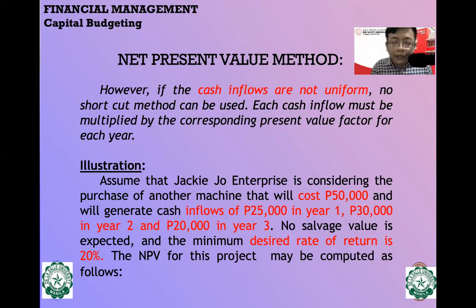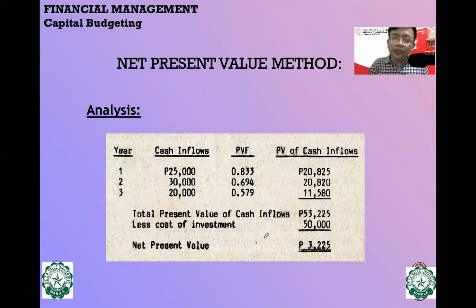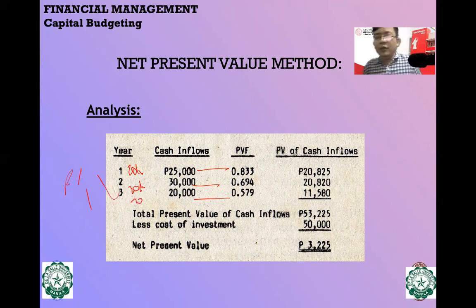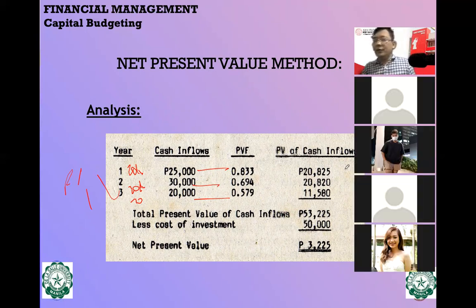So assume that Jackie Corporation is considering a purchase costing 50,000, with cash inflows of 25, 30, 20. Oh, I see. There is no shortcut here. We need to compute for the PV of 1. But if it is an equal payment, say 20K, don't bother, it's a waste of time. Use the PV of annuity. Okay. Did you understand, class? Thumbs up if yes.